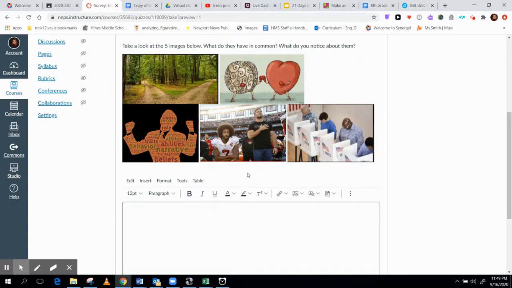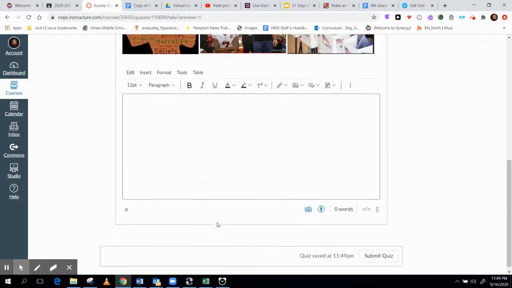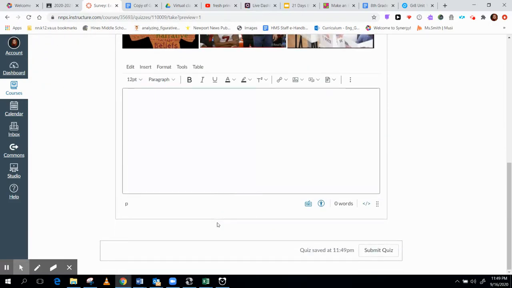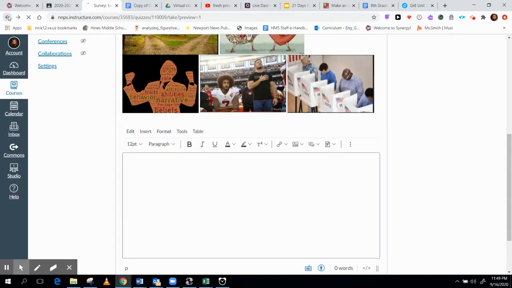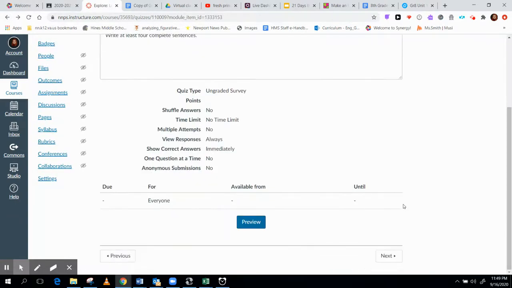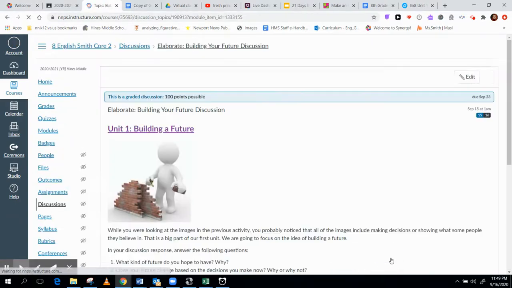And do any of these pictures have anything in common? Write down anything you notice and anything that they might have in common. You're going to submit your survey and then you are going to go to the bottom right and click next.